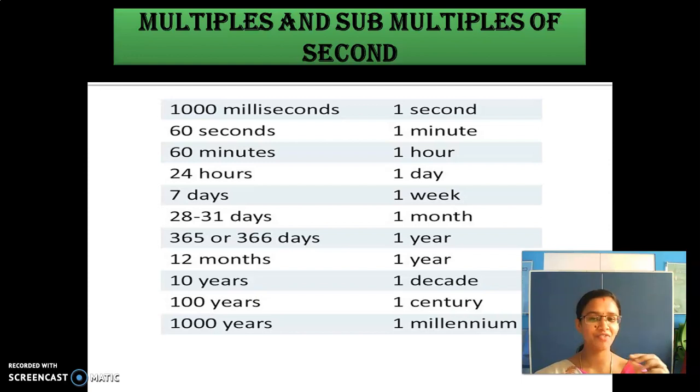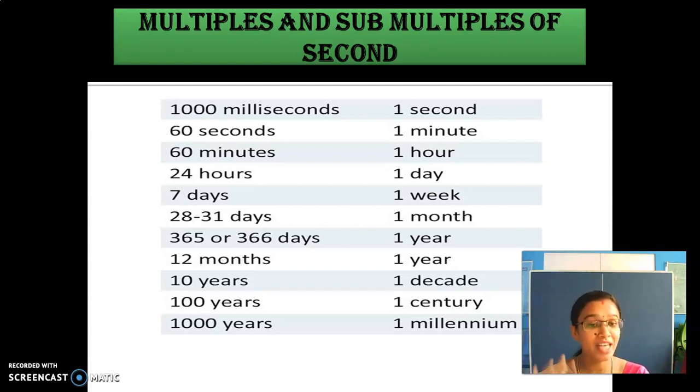Yes, 365 or 366. What is the 365 or 366? If it is a leap year, we get 366 days. It is equal to 1 year. 12 months is equal to 1 year, 10 years is equal to 1 decade, 100 years is equal to 1 century, and 1000 years is equal to 1 millennium. So these are all the multiples and sub-multiples of time, that is the second.